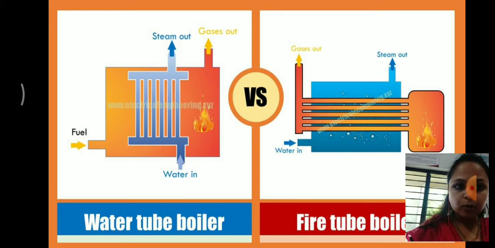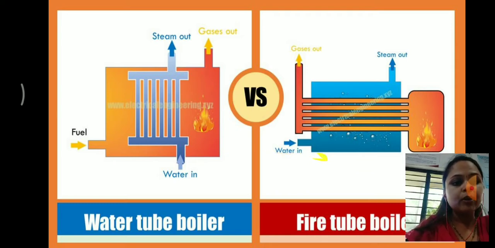And in the fire tube boiler, you can see these tubes are shown in yellow color and are surrounded by this shell which is shown in blue color. Meaning in the fire tube boiler, the shell consists of water and the tubes consist of fire. In the furnace, fuel is burned and the flue gases which are formed pass through this tube and transfer their heat to the surrounding water which is present in the shell.